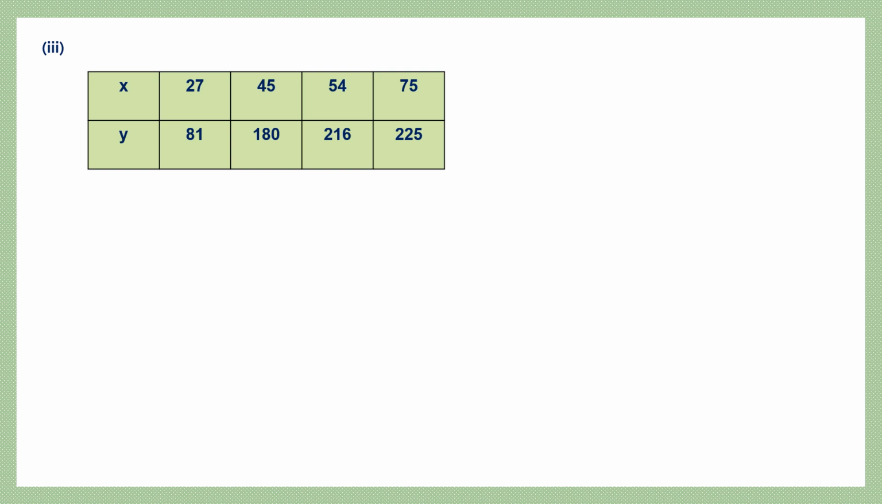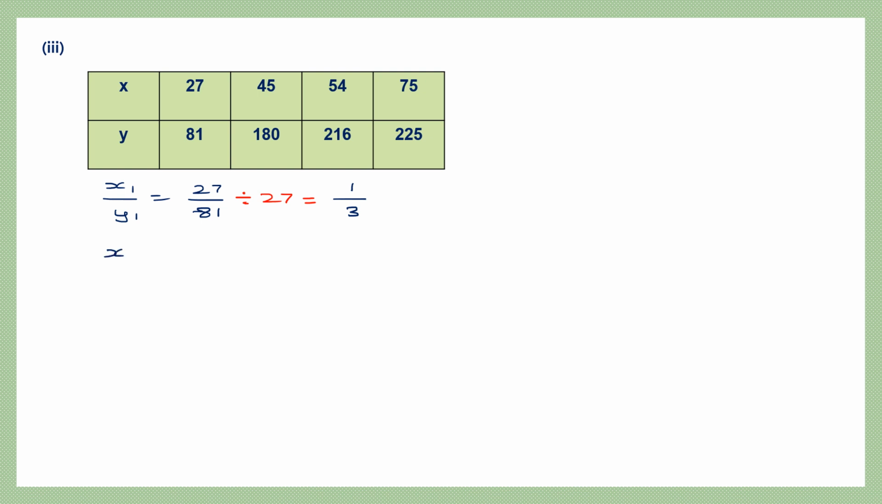Let's look at the third question and see whether x and y vary directly. So again, x1, y1, this is x2, this is y2, this is x3 and y3, x4 and y4. So let's take the first ratio, x1 by y1, and that is 27 by 81. So here we can divide both by 27 itself. So when you divide by 27, we get 27 ones are 27, 27 threes are 81.